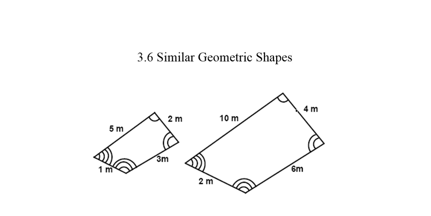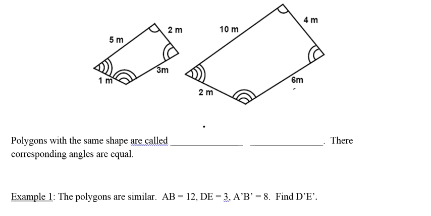That ratio should hold true through all sides. Since this is 3, this is twice that. 1, twice that, 5, twice that. Whatever the ratio is on how much bigger or how much smaller it is, it has to be the same all the way around the shape. So polygons with the same shapes are called similar polygons. Their corresponding angles are equal.